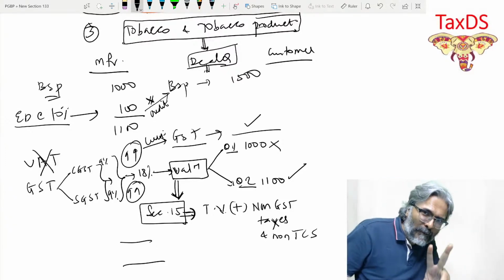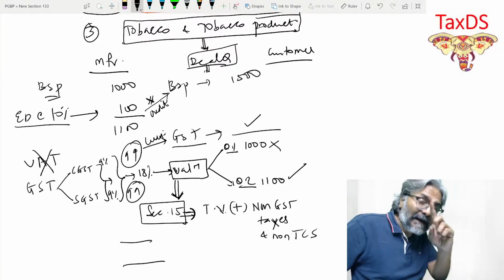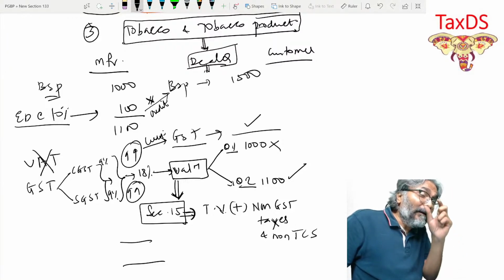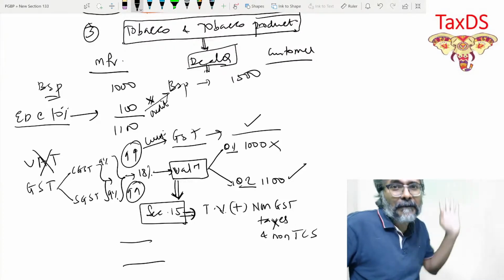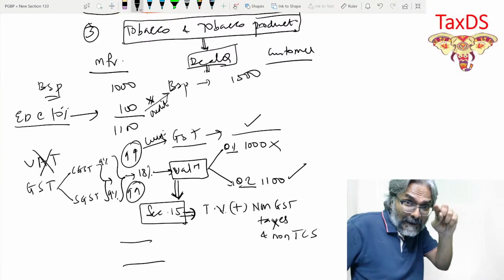So in tobacco and tobacco products also there is a double cascading effect. And what is the double cascading effect? At the manufacturer level, GST is charged on the value which includes excise duty. Can we say that? At the manufacturer level, students, please pay attention to the last sentence.